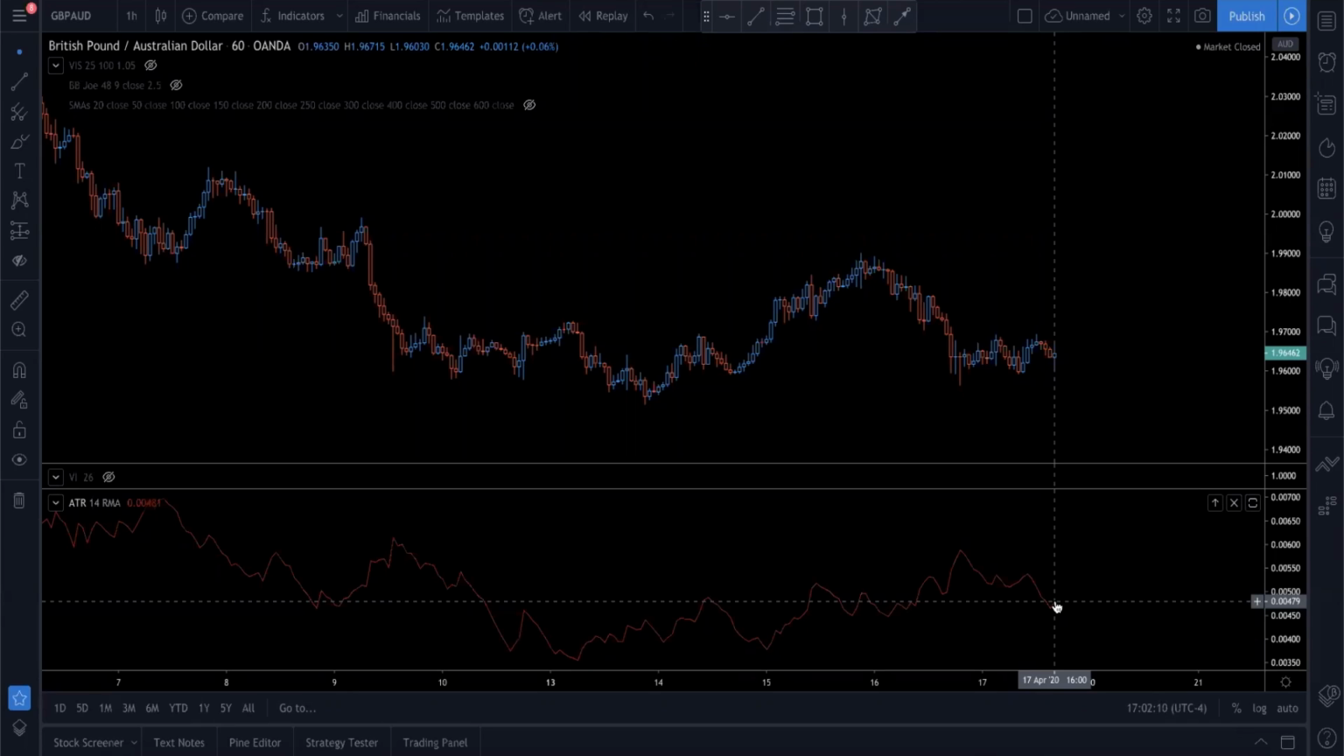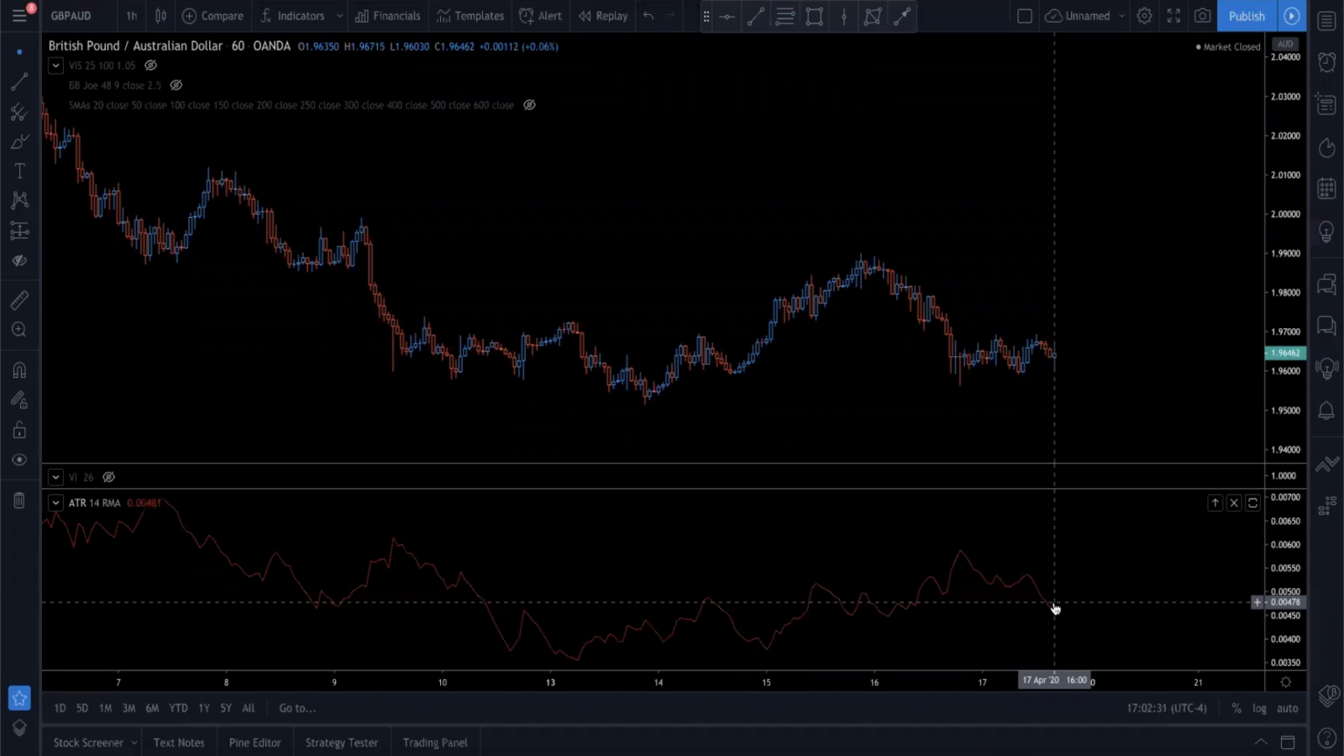And so that could be adjusted: 26, 24, 30. Some people use different periods for different pairs, for different time frames. And so it really just depends on what you're doing. But I'm just going to show you the standard setting, which is 14.